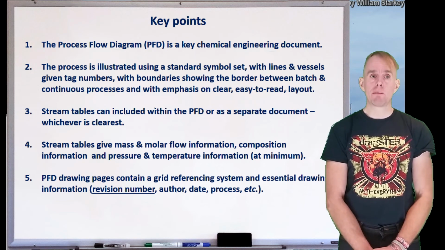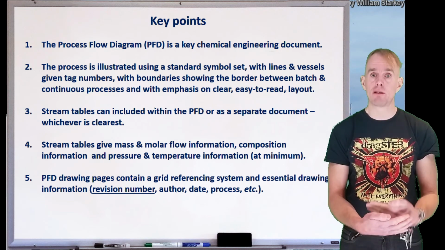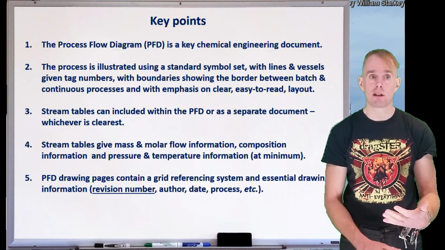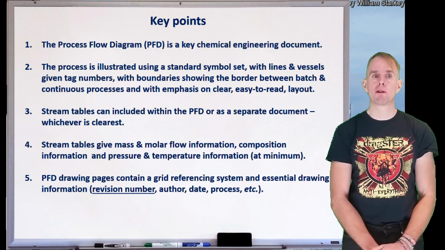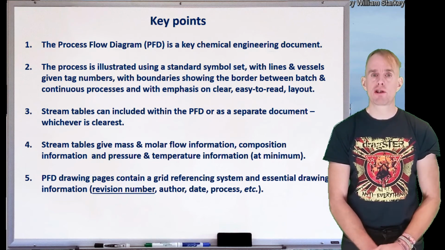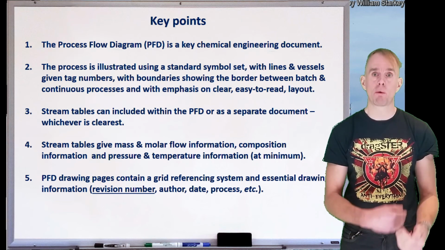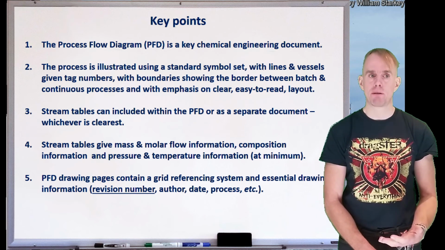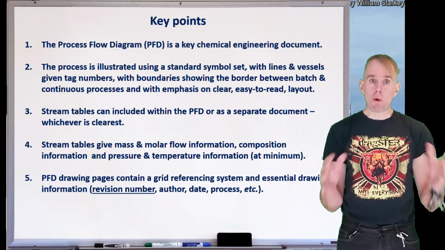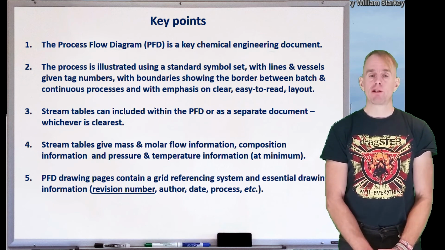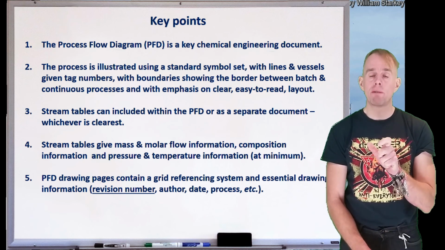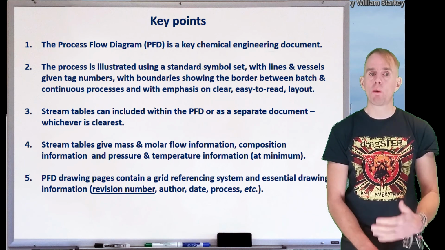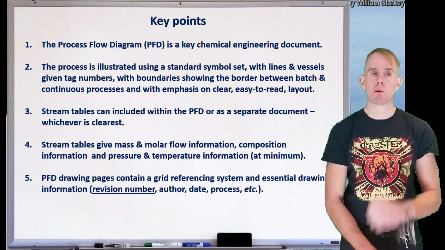Stream data is included in stream tables. It can be put onto the PFD if it is clear to do so. If it is not going to be clear, if the stream data information is just simply too big, include it on a different document. If one looks at the stream tables, you've got mass and molar flow information. You've got compositions, either in mole fraction or mole percent, or weight fraction or weight percent, depending on the nature of the components. And you've got information pertaining to pressure and temperature. When you look at the drawing page for a PFD, you've got a grid referencing system such that you can easily identify the location of items of equipment or continuation flows. You've also got essential drawing information such as the author, the date, what the process is, and most importantly, revision number.